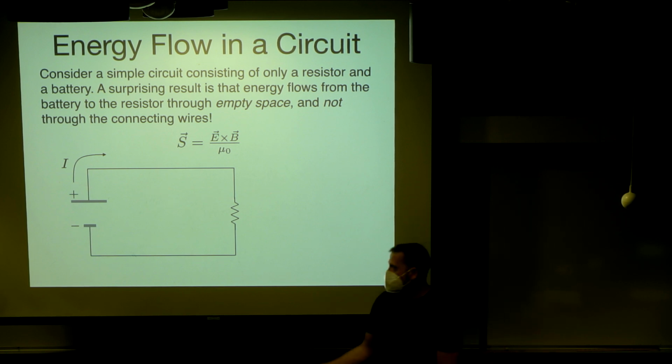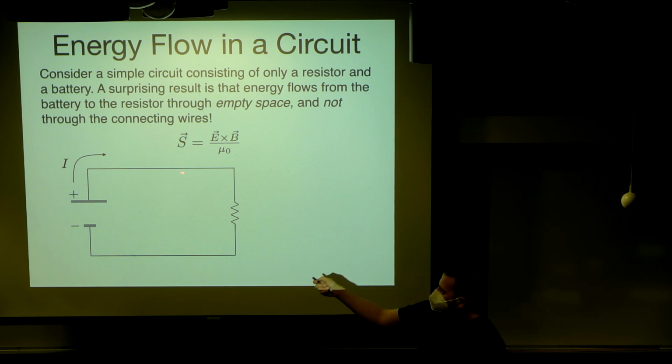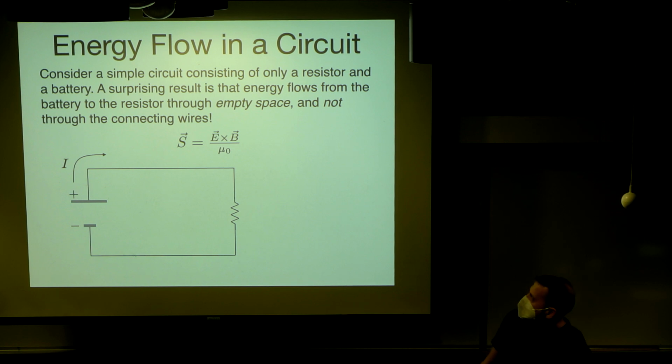So we know that the energy that gets dissipated in the resistor is ultimately coming from the battery, right? But let's be a little more specific. How is the energy moving around? You might guess that the energy is just moving through the wires from the battery to the resistor. That would be the first thing we would think of, right? But that's actually not true. The energy, surprisingly, is actually moving through the empty space between the battery and the resistor.